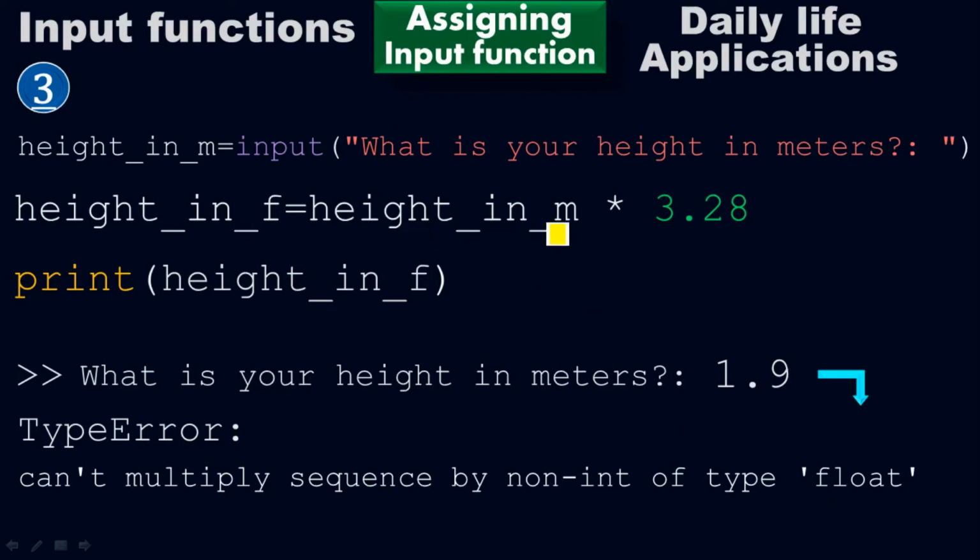Height_in_meter is a string. It is a non-integer expression. So you cannot multiply a non-integer, which is a string, by the float number. First you need to convert this term into an integer. Only then is it possible to multiply it by 3.28.